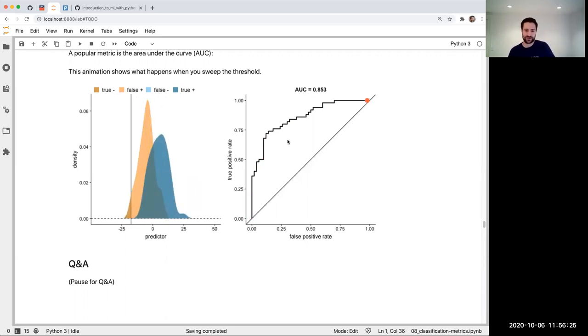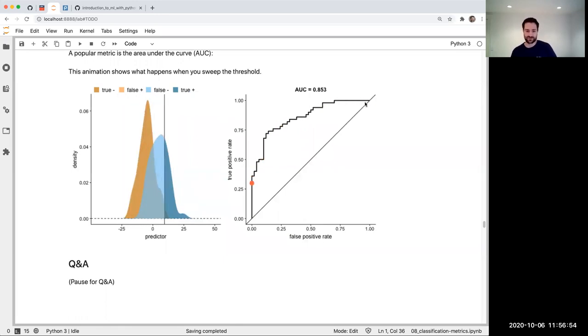This is a joint animation showing an ROC curve. As you sweep the threshold, which is the line on the left, it moves the red dot on the right, illustrating that each point on the ROC curve corresponds to a particular threshold. As you move that threshold, you get different trade-offs between, in this case, recall and false positive rate.